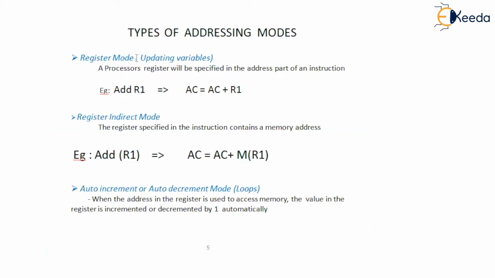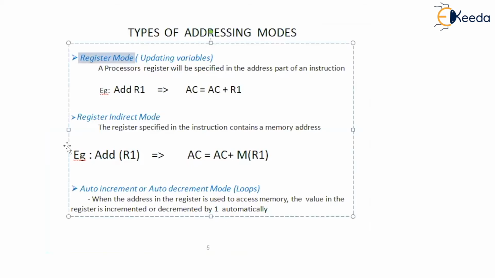So updating variables: the program has variables, and the variables need to be updated, so it must be supported with a register addressing mode. Okay, then register indirect mode, auto increment mode and auto decrement mode are for loops.